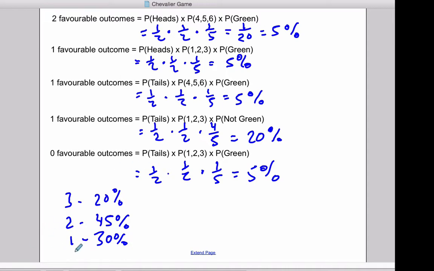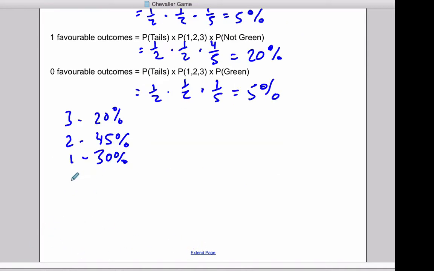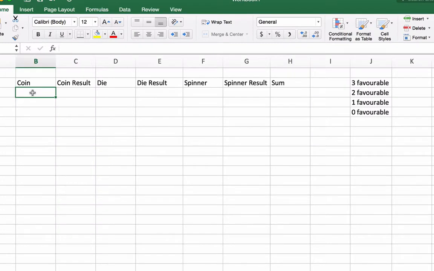And the probability of 0 favorable outcomes is going to be 5%. And so when we go into our simulation, you're going to see that the simulation is going to reflect these theoretical results. All right, so I've made up some headings here for my random generator, my simulation for this.